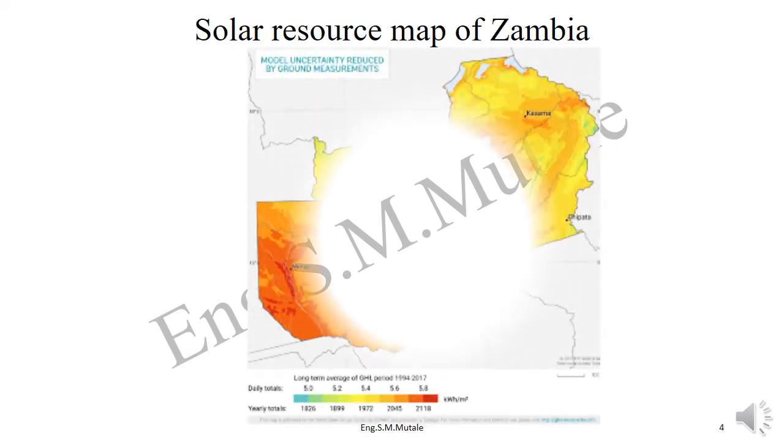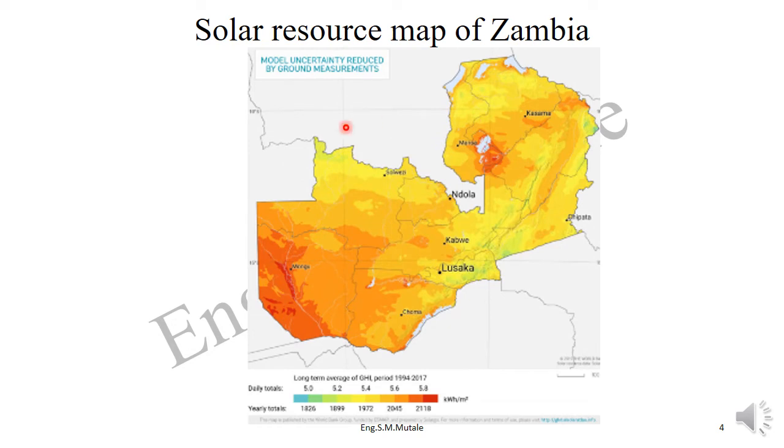So this is a solar resource map for Zambia. It's showing values for the perfect sun hours for different locations. For example, Lusaka, as you can see that color, it's somewhere there, which is about 5.5.